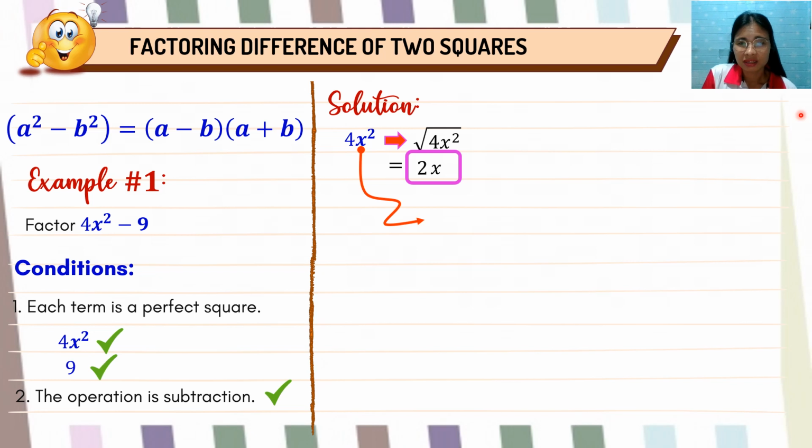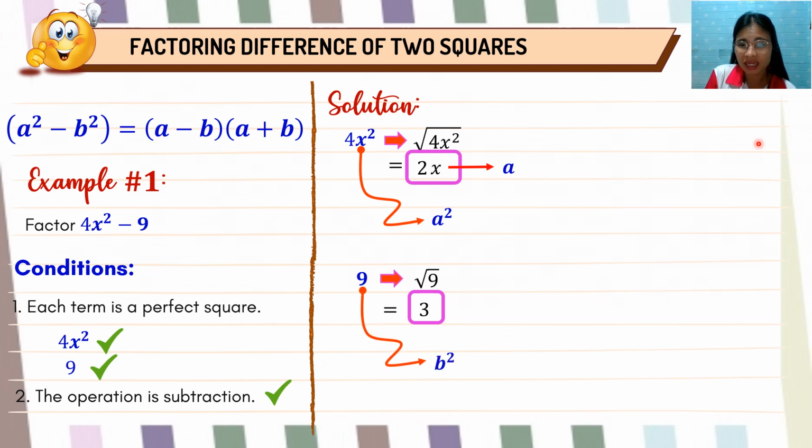Next, since 4x squared is our first term, it represents a squared in our general formula. If 4x squared is a squared, then 2x is the value of a. Next, we have 9. The square root of 9 is 3, and 9 is our b squared, or the second term, which means 3 is our b. So the factor of 4x squared minus 9 is the quantity 2x minus 3 times the quantity 2x plus 3.